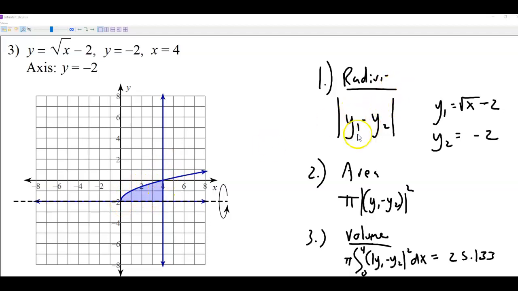But your radius is y1 minus y2, where y1 is the function and y2 is the axis. And so the area of the circle that would be generated by spinning that around the axis of -2 would be pi r squared, which is this here. And the volume is to integrate that area formula from 0 to 4 to add up the infinite number of little circles you would create to end up with a bowl. And it's, like I said, the same answer.